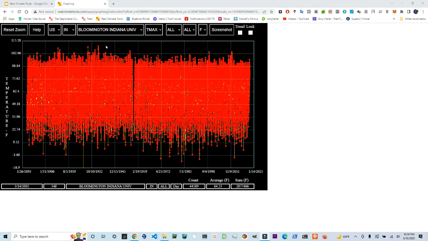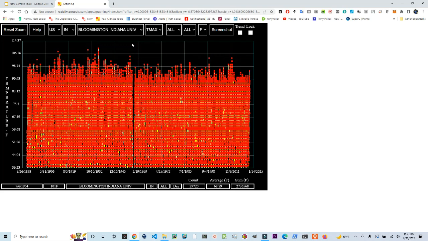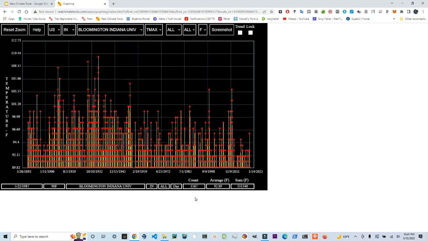I'm going to zoom in so that we only see those temperatures above 90 degrees. First, I press the V key on the keyboard because I want to zoom vertically. Then I'm going to use the scroll wheel to zoom. Now we can only see the 3,567 temperatures above 90 degrees recorded at Bloomington since the 1890s.